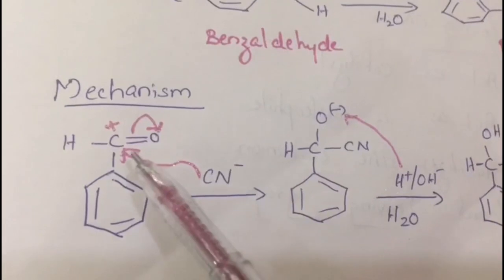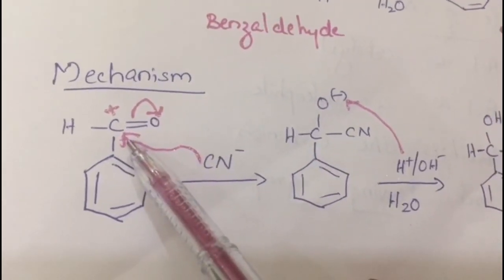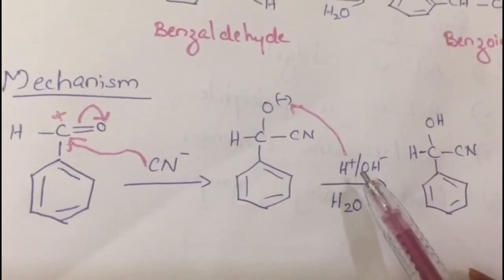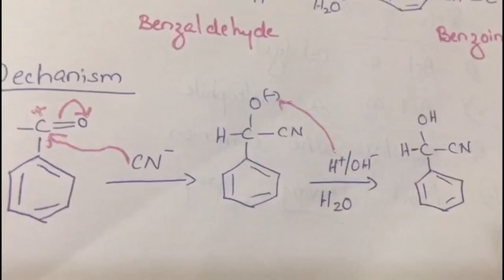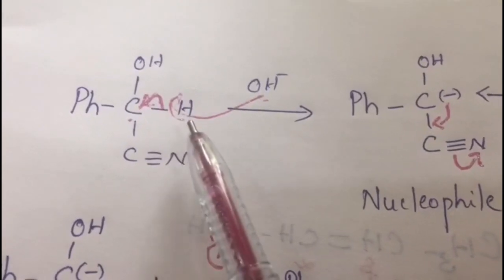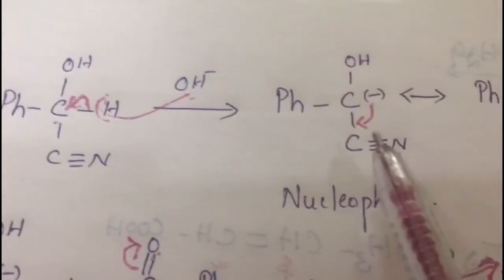In the first step, benzaldehyde is treated with CN minus. So CN minus enters the electrophilic carbon. It forms CH, O minus, CN. Then it undergoes hydrolysis, so H+ adds to this O minus. Here deprotonation occurs. There are two hydrogen atoms here, and this hydrogen is more acidic. So it leaves as H+ ion and gives the electrons back to this carbon, so it forms a carbanion.